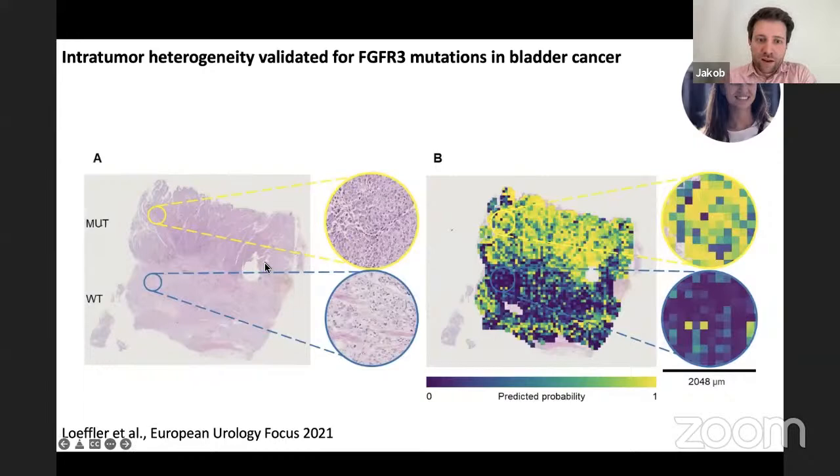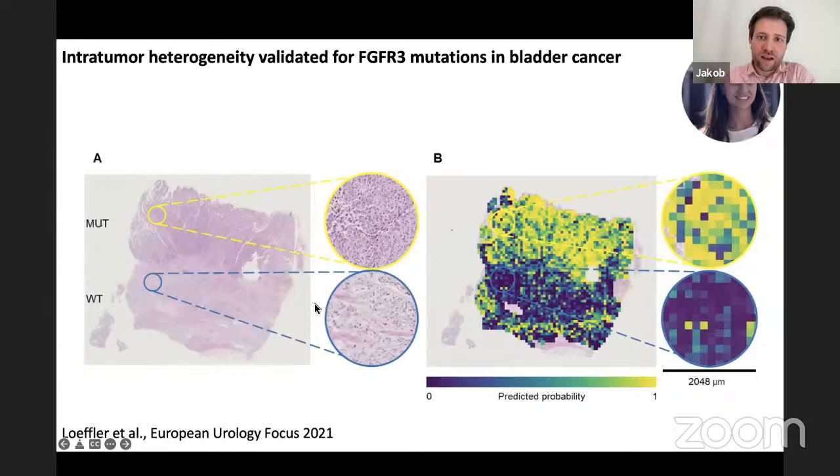And then we saw one of the cases in our test that was extremely heterogeneous. So the top part of the tumor was predicted to be mutated. The bottom part of the tumor was predicted to be wild type. And then we went back to the original specimen and we did microdissection and then checked if the mutation was present in the top part and in the bottom part, and indeed the top part was mutated and the bottom part was wild type.